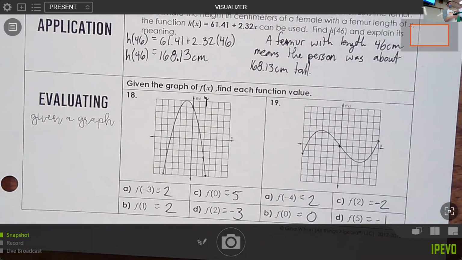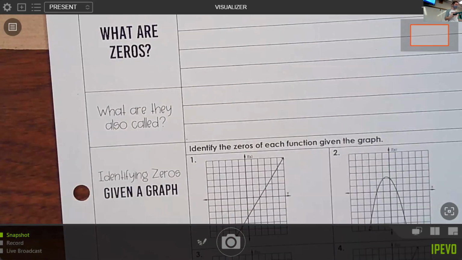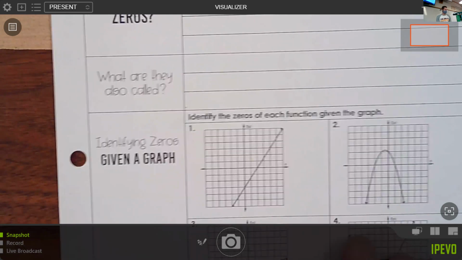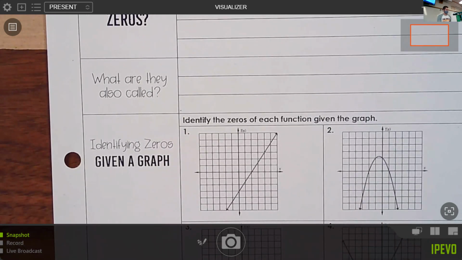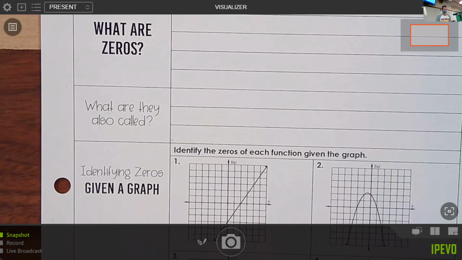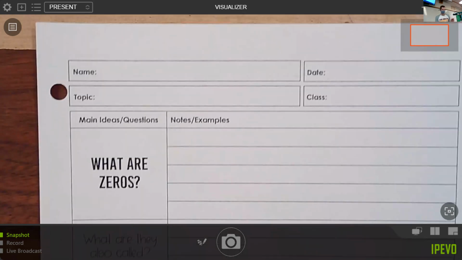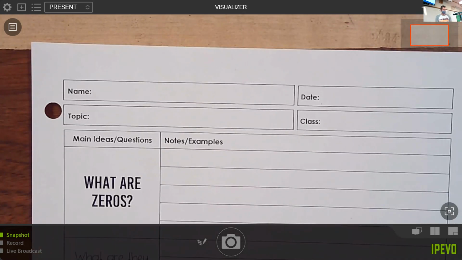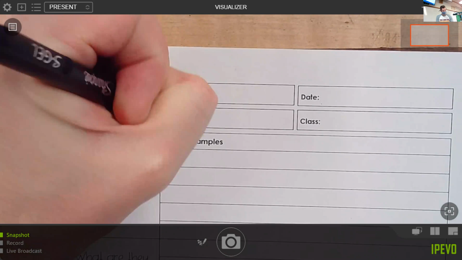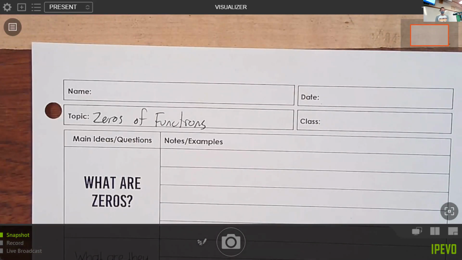Talking about zeros today. Now, there's actually not a whole lot of math to do today. There's going to be a little bit of algebra going on, and a little bit of looking at graphs going on. So it's going to be a nice segue into what we're doing today, because we just finished with graphs. We are starting with graphs. So today we are talking about zeros of functions. So that first question is, what are zeros?